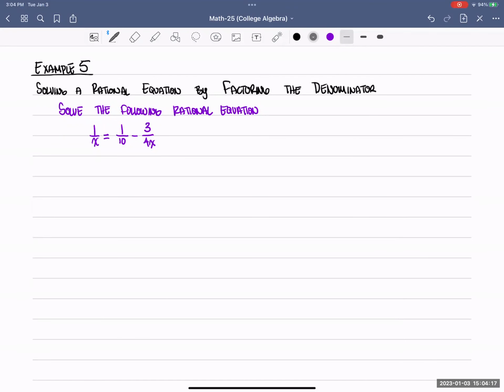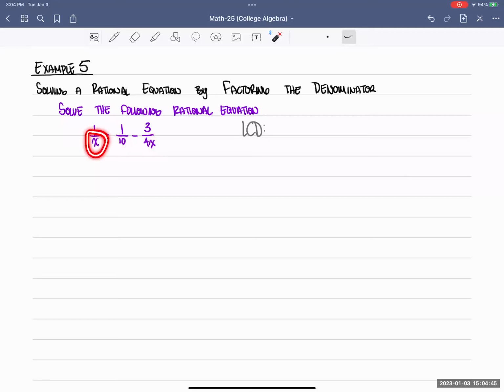Section 2.2, example 5, solving a rational equation by factoring the denominator. Solve the rational equation. They do it slightly differently in the book, but I'm going to try my best to combine everything that we've done so far. Our LCD, least common denominator, is going to be something that's divisible by x, by 10, and by 4x.